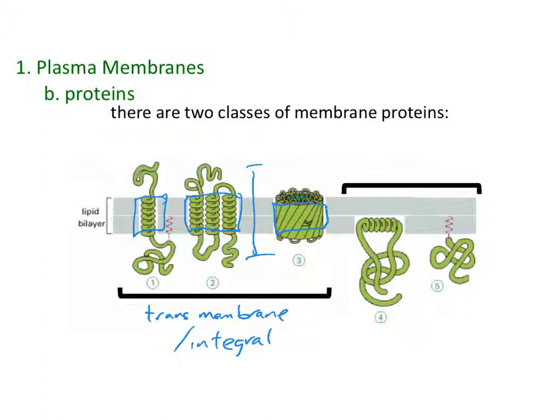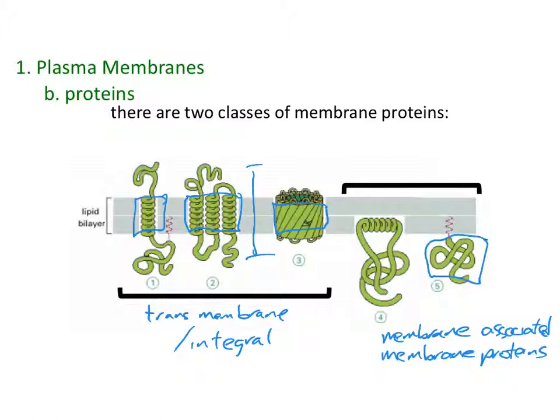The other class are the membrane-associated, or also called the membrane-bound proteins. And these proteins only span one side of the plasma membrane. So this one here is just anchored into the plasma membrane. This one actually has a part that's hydrophobic, integrating itself in. But the key thing being that they only interact with one side of the phospholipid bilayer.